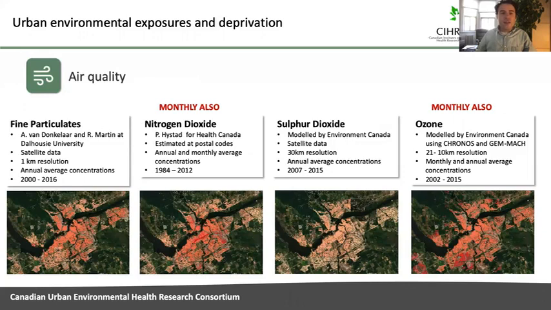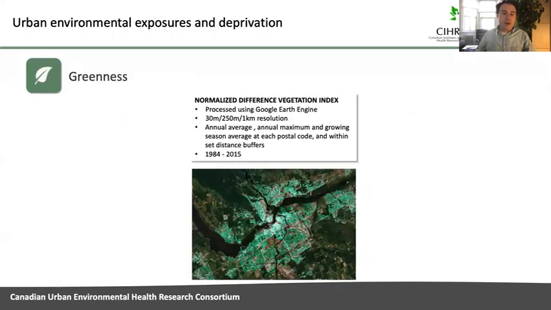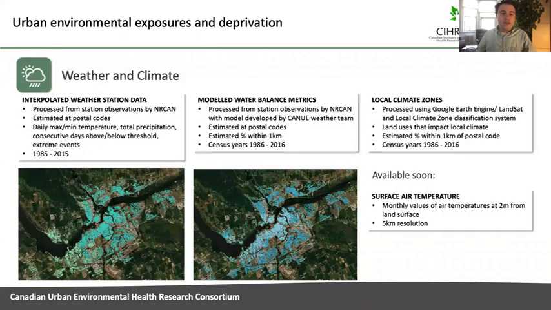In the air quality domain, CANUE distributes national level data for fine particulate matter air pollution, nitrogen dioxide, sulfur dioxide, and ozone. All these data sets are provided as annual averages, and monthly averages are also available for NO2 and ozone. We also hold and distribute NDVI data, which, as I mentioned earlier, is derived from satellite imagery to provide an estimate of exposure to vegetation. And finally, we provide health relevant weather metrics, such as consecutive days above or below a threshold, and a number of extreme events such as heat waves. We also have a water balance metrics data set and a data set of climate zone classifications available for access.